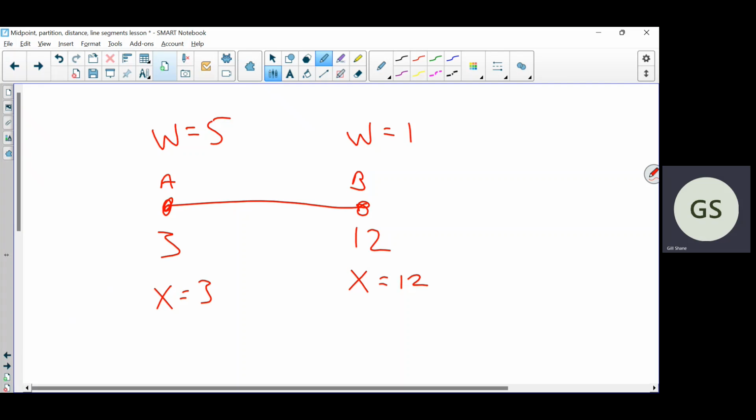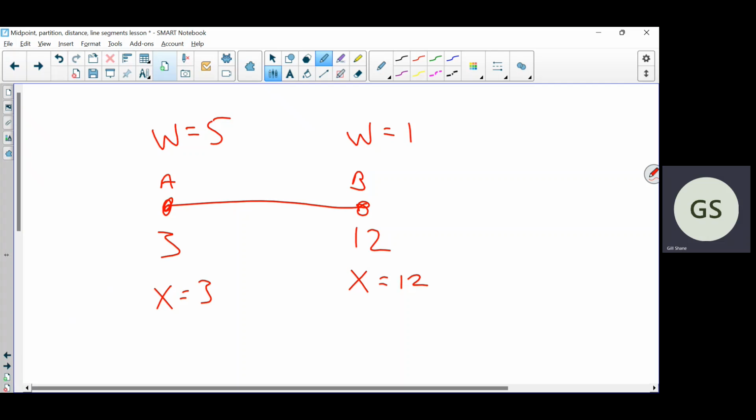That's in the word problem. So in the word problem, it said, because I erased that, so I'm glad you said that. In the word problem, it said point A weighs 5 times as much as point B. So that's how I got the weight. This is 5 times, so this is point A.